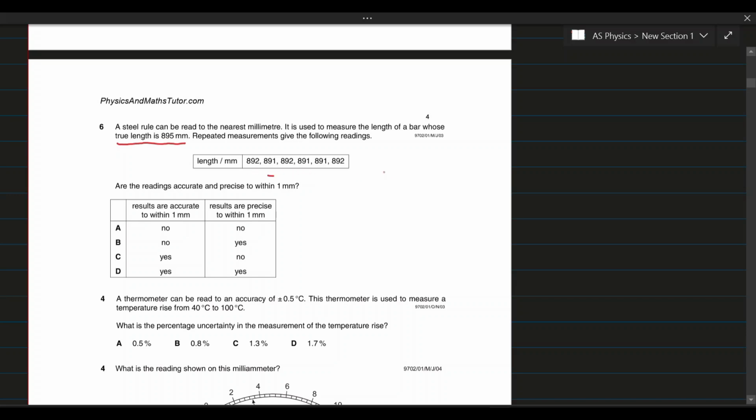No, because 892 is the highest value and our true value is 895. So we can say there is a difference of around 3 millimeter. It is not within 1 millimeter. So no and no. Results are precise within 1 millimeter? Yes, we can see that there's 892 and 891 value only. So we have values between 891 to 892. That is a difference of 1 millimeter. So we can say that we have precision of 1 millimeter. Yes, so B would be our correct answer.